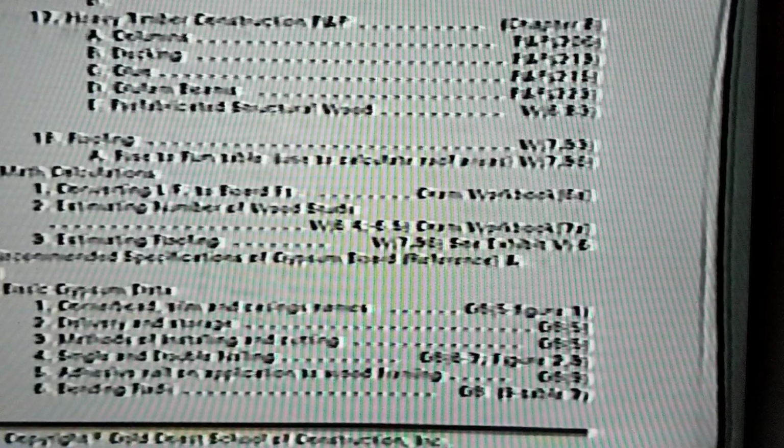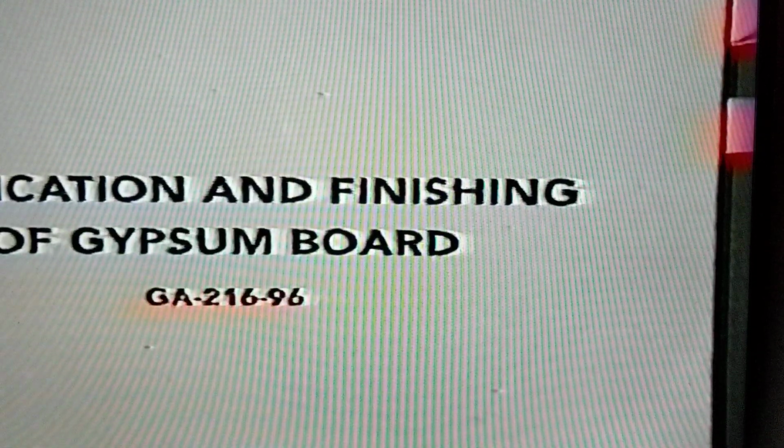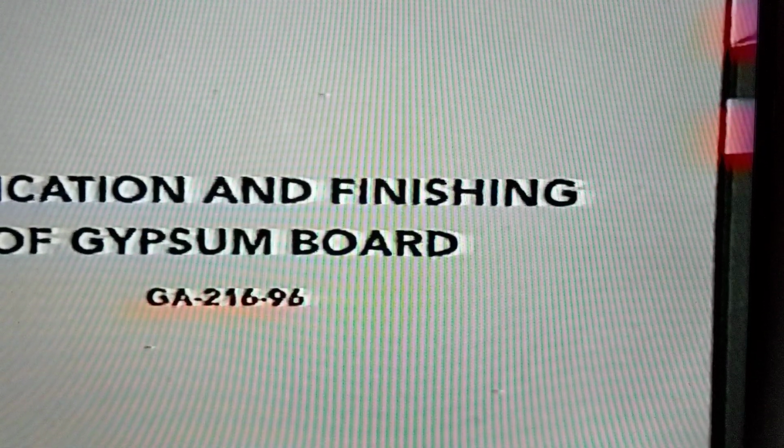The next section of the material deals with gypsum, recommended specifications for gypsum board. This is the application and finishing of gypsum board reference book. Looking at the table of contents, items 2, definitions, items 3, delivery and identification, items 4, general provisions are often asked about. And then you have specific applications such as item 16, exterior applications of gypsum board.